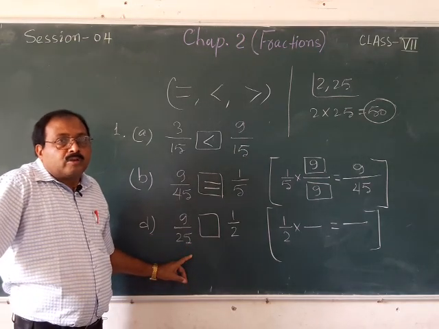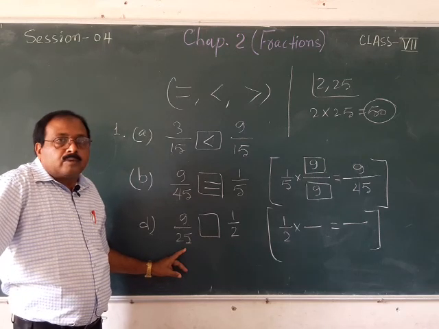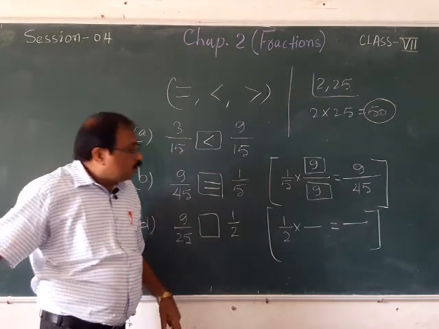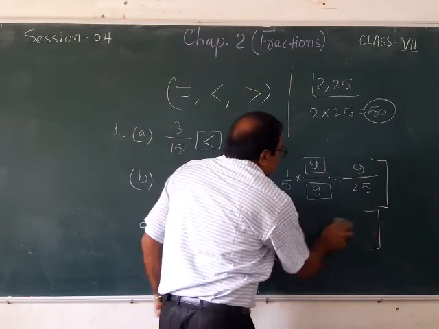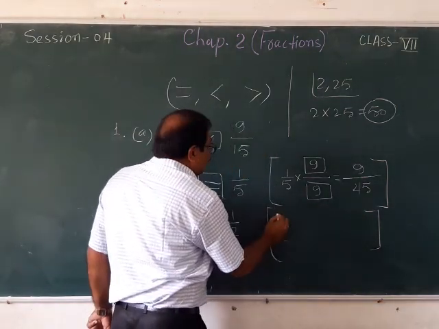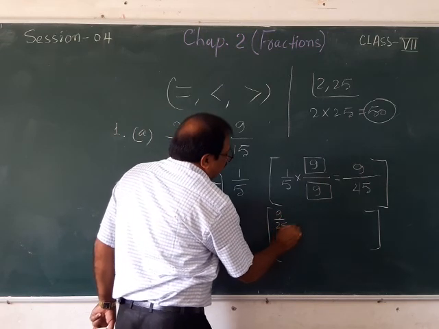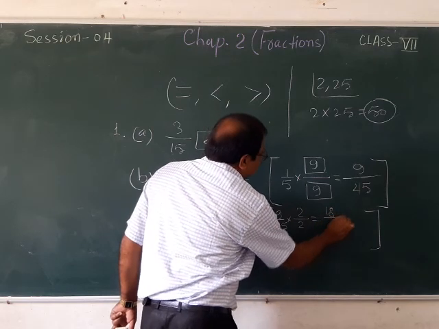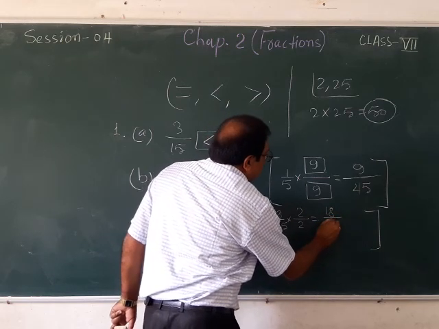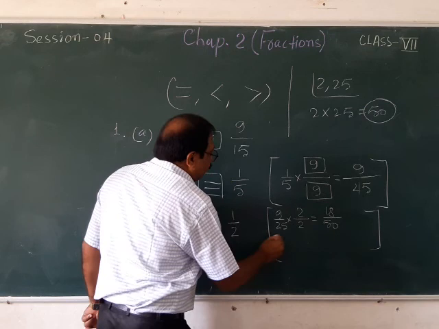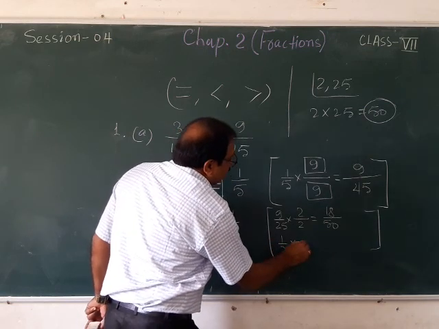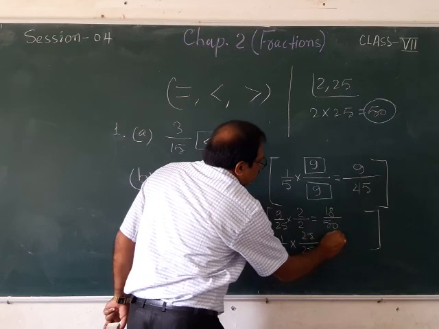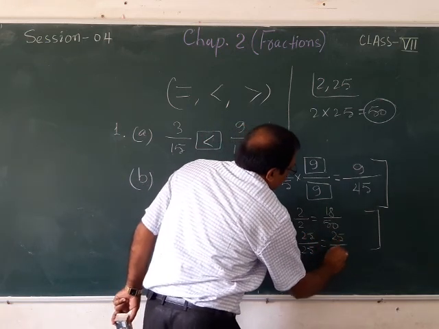We need to change this 25 to 50. How will it be 50? For this you need to work at the rough side. Just write 9 upon 25. Then you can multiply it by 2 and divide it by 2. So the resultant number will be 18 upon 50. And again for 1 by 2 you go to the rough side, and here if I multiply and divide it by 25, the resultant number is 25 upon 50.